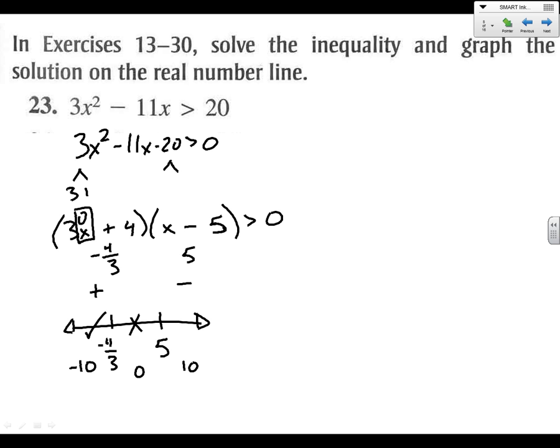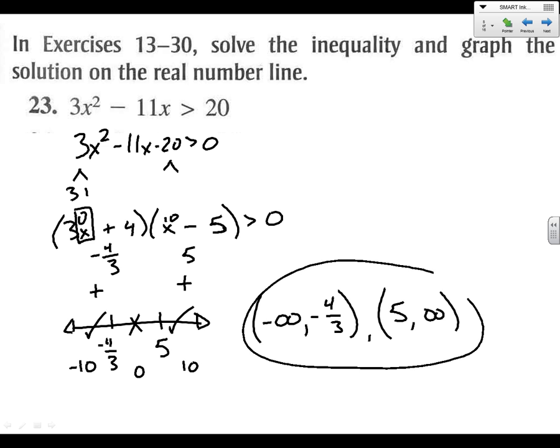That's no good. And lastly, if we plug in 10, 3 times 10 is 30, plus 4 is 34, positive. 10 minus 5 is 5. That's positive as well. And so we like that region. So this is our solution set: negative infinity, comma negative 4/3, as well as 5, comma infinity.